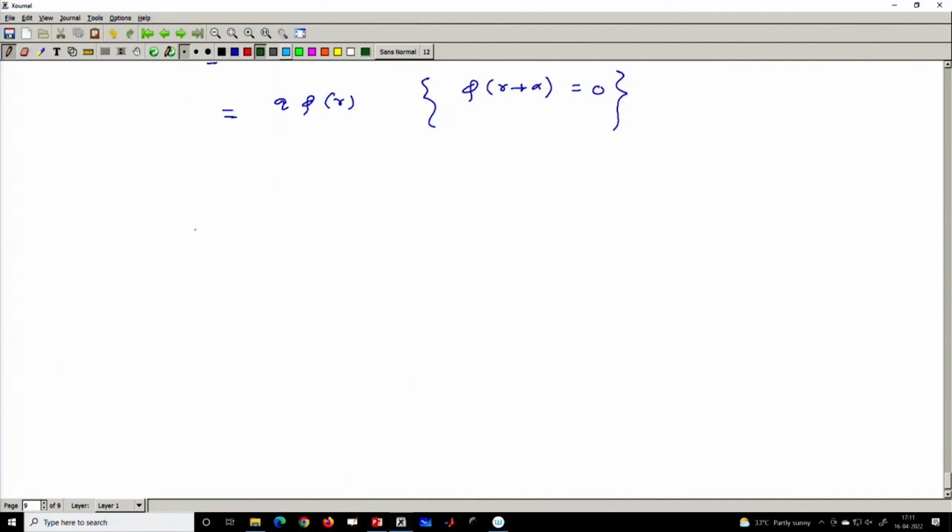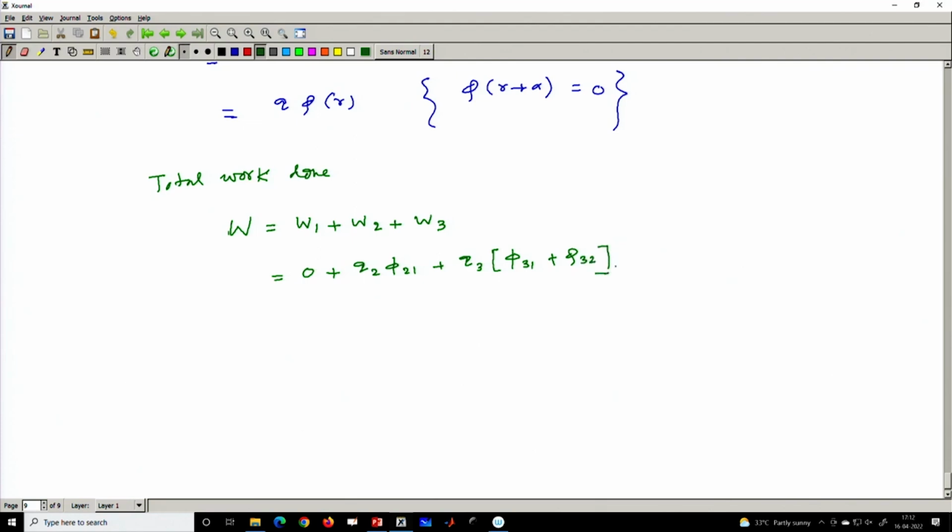So, let us go back to the calculation. Then the total work done, W, is W1 plus W2 plus W3, which is simply 0 plus Q2 phi 21 plus Q3 phi 31 plus phi 32, that we already calculated.